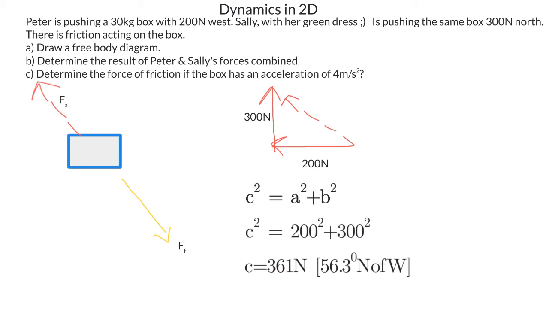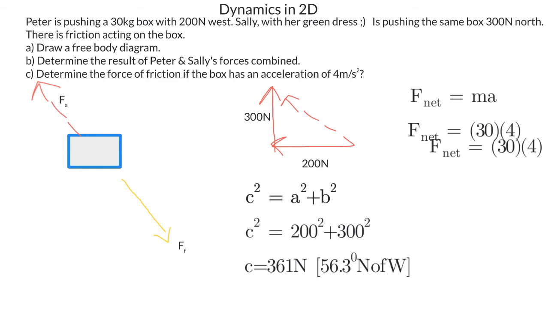Alright, so here I've got the F net equals ma equation. We want to put in the values for mass and acceleration. So in this case, we have a mass of 30 and an acceleration of 4. And so now, when we calculate that out, we can see that the net force is going to be 120 newtons.